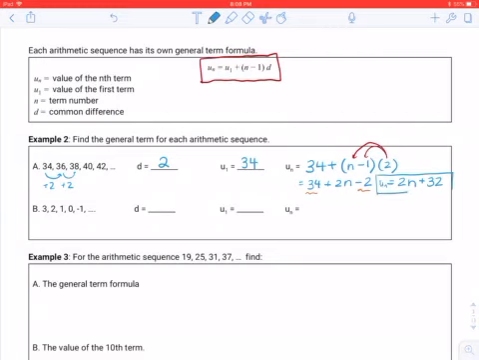un equals 2n plus 32. And that would let me find the value of any term in here. So just to check, I know that the value of the fourth term is going to be 40 based on this sequence. So in my head I could say, okay, well 2 times 4, my fourth term, is 8, plus 32 gives me 40. So I know I'm on the right track with that general term formula there.